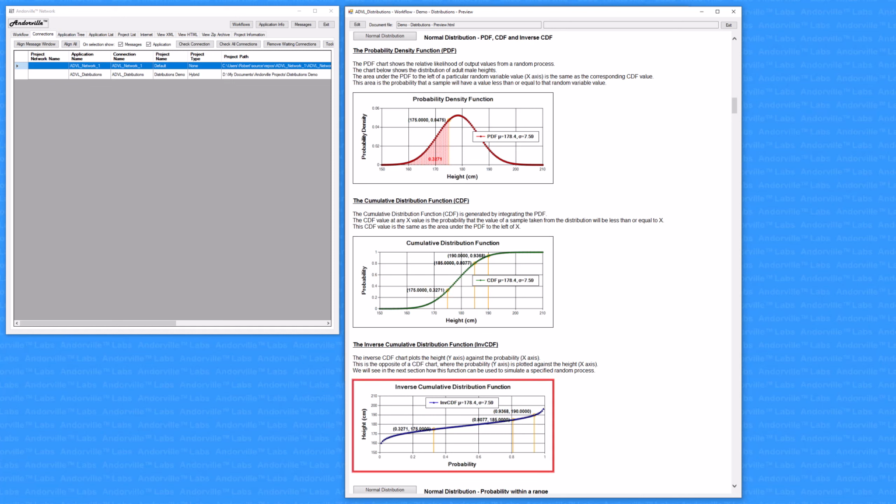The inverse CDF chart plots the height on the y-axis against the probability on the x-axis. This is the opposite of a CDF chart, where the probability on the y-axis is plotted against the height on the x-axis. We will see in the next section how this function can be used to simulate a specified random process.